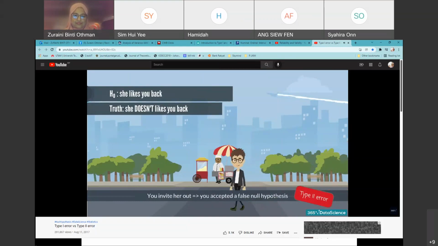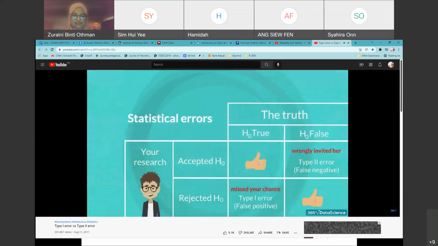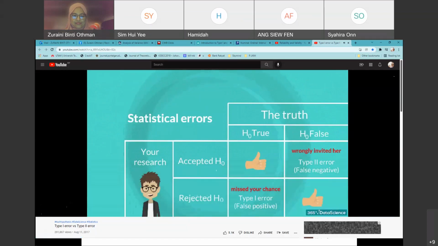However, it is no big deal as you go back to your normal life without her and soon forget about this awkward situation. Hypothesis testing is usually like that. You don't really want to make any of the two errors, but it happens sometimes. You should be aware that statistics is very useful, but not perfect.